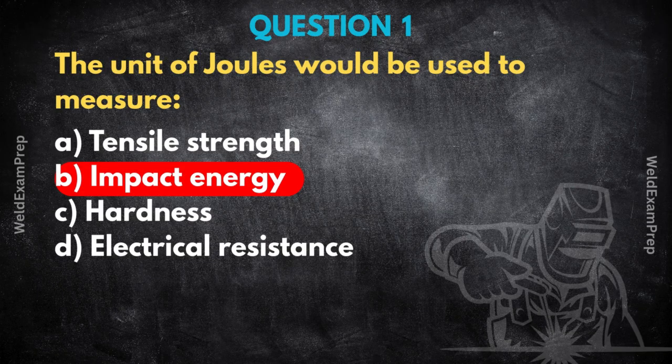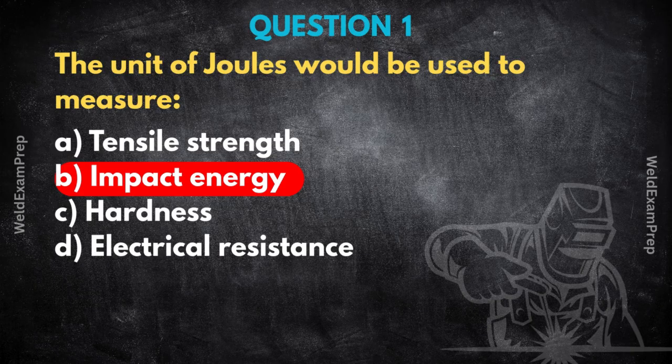Impact energy. Yeah. Joules are the standard unit for energy, right? So in material science, we use it to measure impact energy. Think of it as how much energy a material can absorb from a sudden whack, basically, before it breaks. Like a shock absorption test. Exactly. It's all about toughness. Really crucial for anything that gets hit or vibrates a lot or operates in the cold where things get brittle. You need that energy absorption to avoid sudden failure.